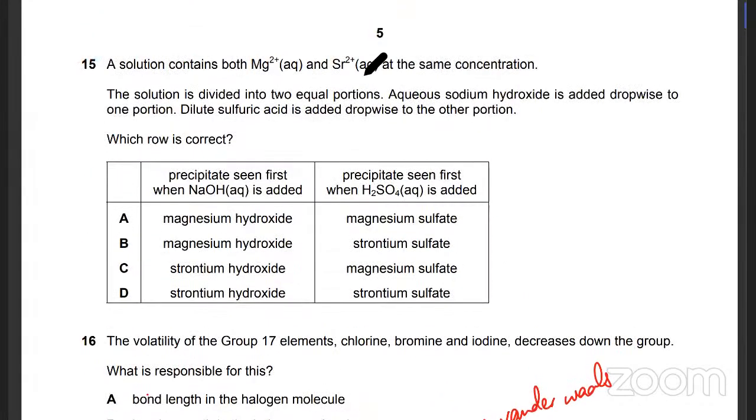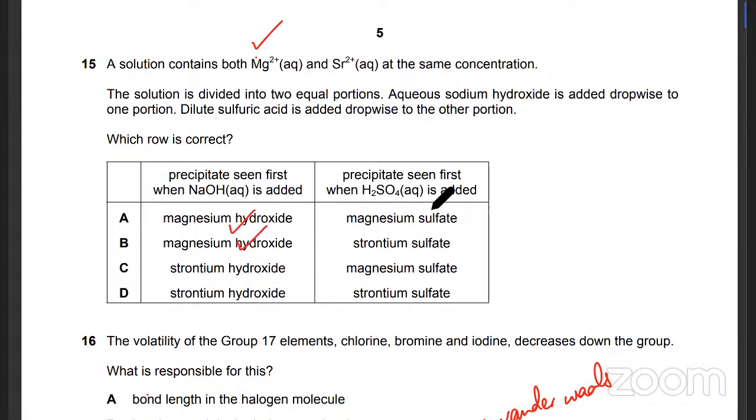I've got this one, Mg2+ and Sr2+ at the same concentration. The solution is divided into 2 equal portions. NaOH is added dropwise to one portion. Dilute sulfuric acid is added dropwise to the other portion. Who's going to form a precipitate with NaOH? This one or this one? Whose hydroxide is insoluble? Magnesium. So the precipitate seen with NaOH is going to be magnesium hydroxide.